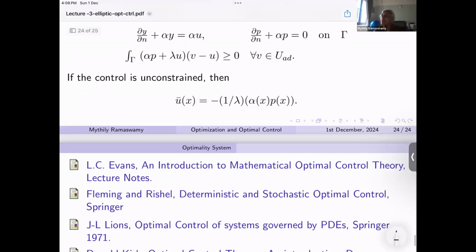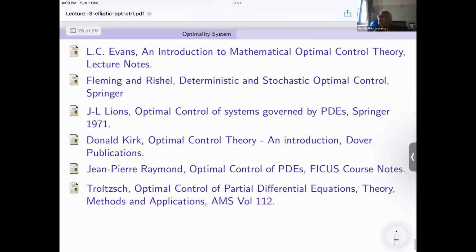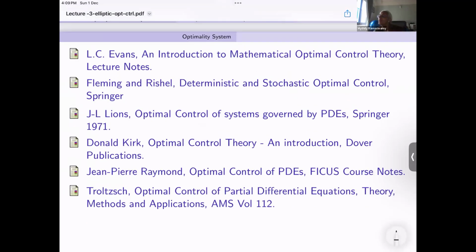So let me give the references. L.C. Evans' Mathematical Optimal Control Theory. He doesn't do PDE control, so that's a separate one. No, these two are not useful. The next one is Fleming and Rishel, Deterministic and Stochastic Optimal Control. In the initial part, he quickly recalls deterministic control. J.L. Lions' Optimal Control of Systems Governed by PDEs, 1971, kick-started the subject. It's a classic.